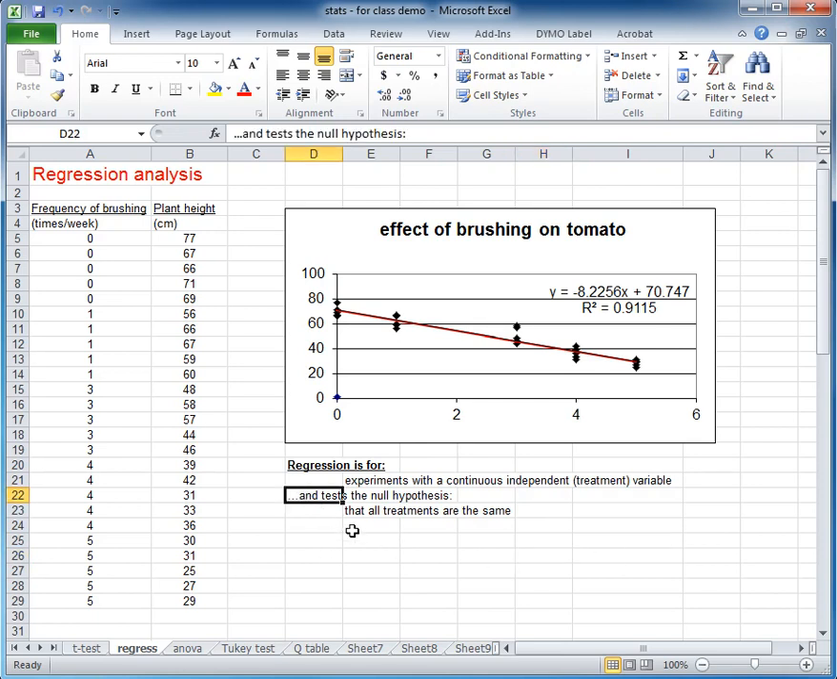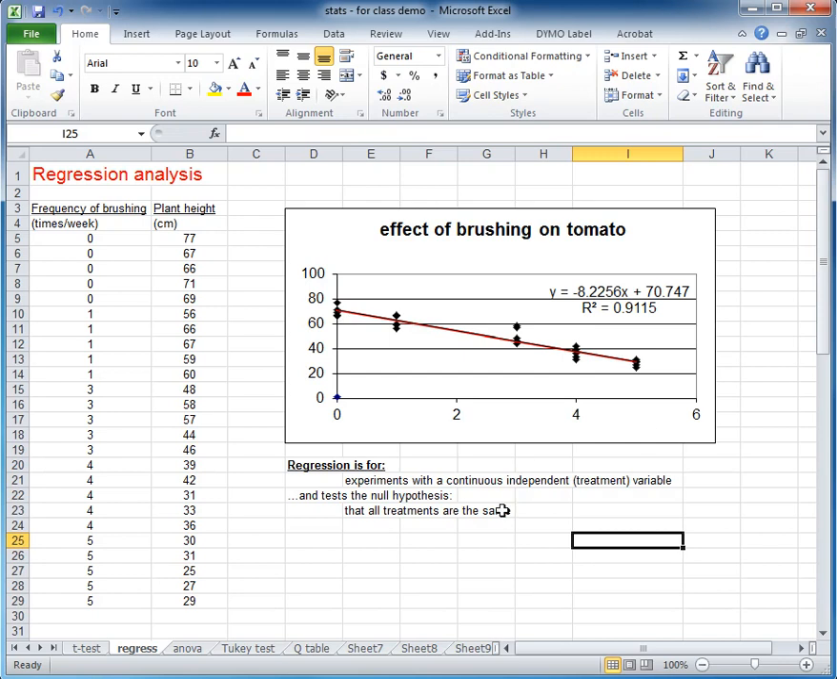And now we want to test the null hypothesis that all the treatments are the same. Okay, that is what the computer always does, and Excel is no different. In other words, another way of saying that all treatments are the same, our treatments are 0, 1, 3, 4, and 5. What would this line look like? Think about what this line would look like if all the treatments were the same. Well, the height would be the same, and so we would have a horizontal line.